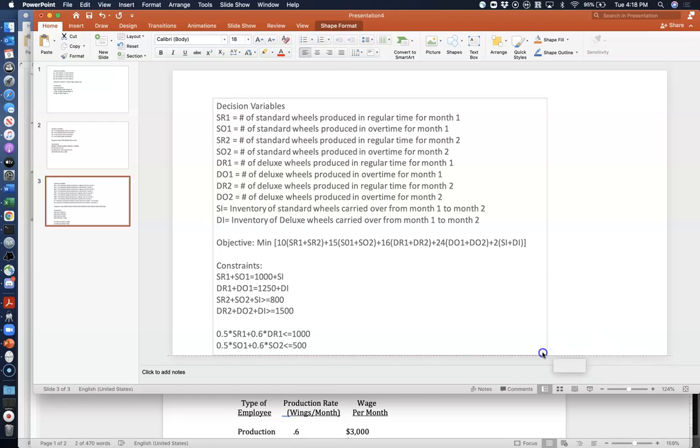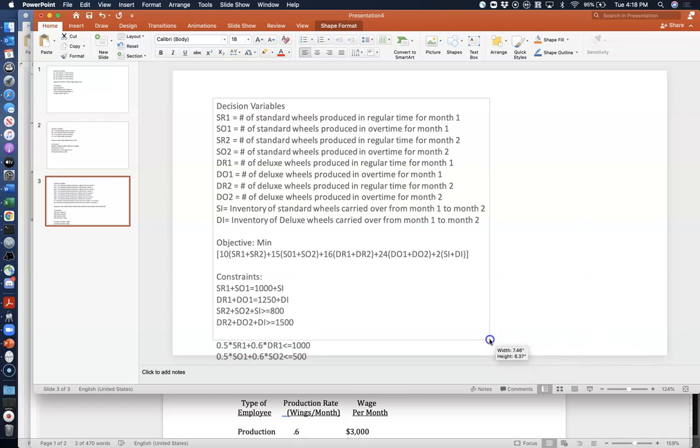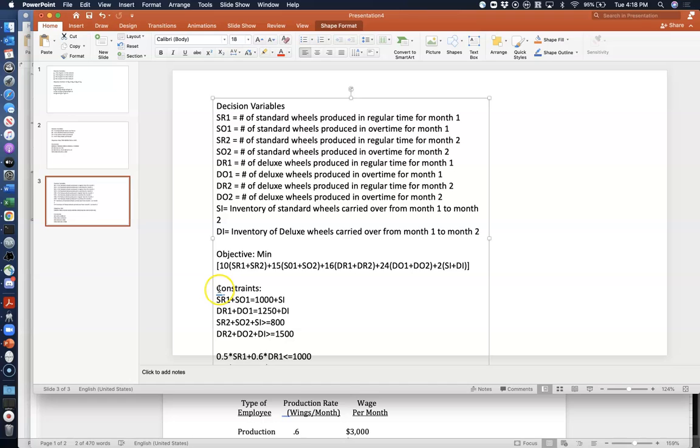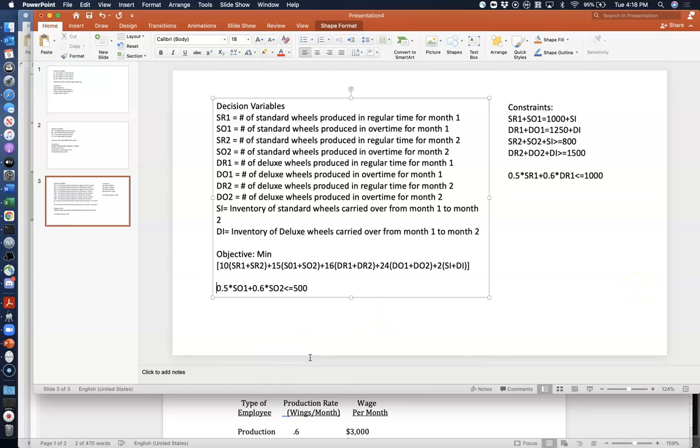Okay, what I'm going to do is make it smaller right there. That's better. Let's write the constraints here. Constraints like that.